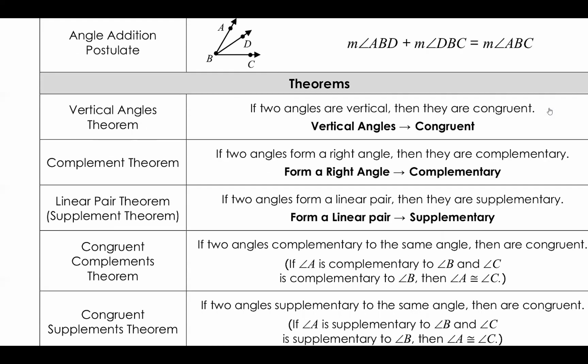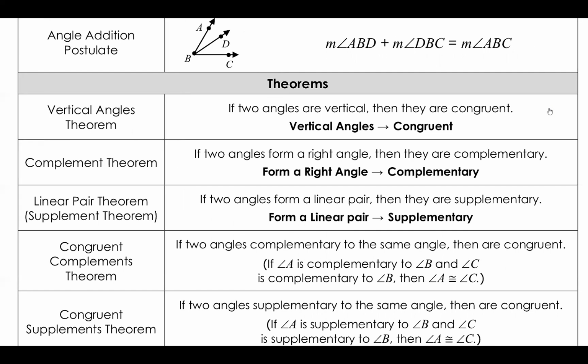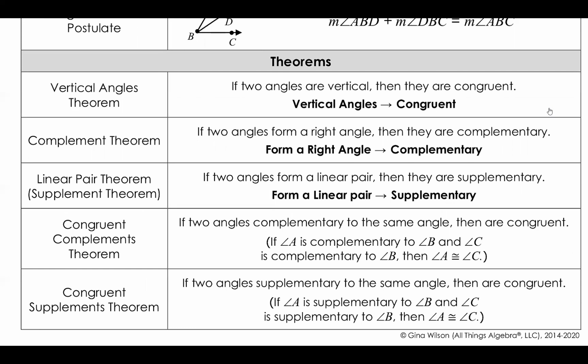Vertical angles, we know that. If two angles are vertical, then they are congruent. Complement theorem. Two angles form a right angle, they're complementary. Why does that make sense? What's it mean to be complementary? 180. That's supplementary. What's it mean to be complementary? Makes 90. So if two angles add together to form a right angle, what's a right angle always measure? 90. So if two angles make 90, it has to be what? Complementary.